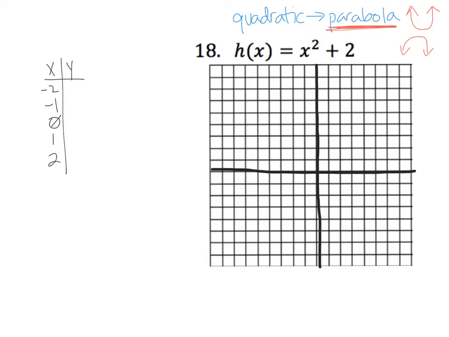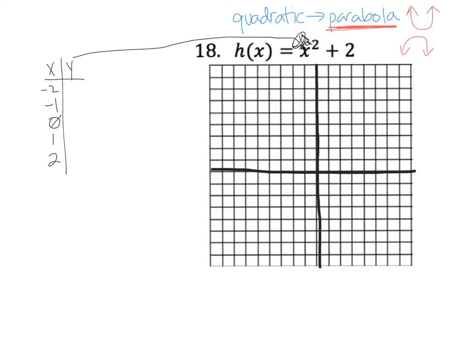And just plug those in for your x right over here. Plug it in, plug it in. And then we can figure out what our y values are going to be.